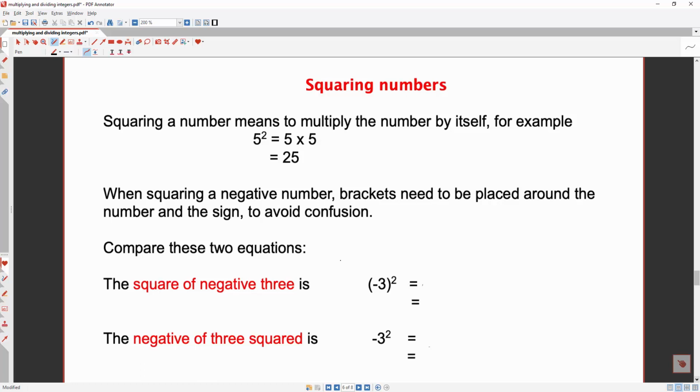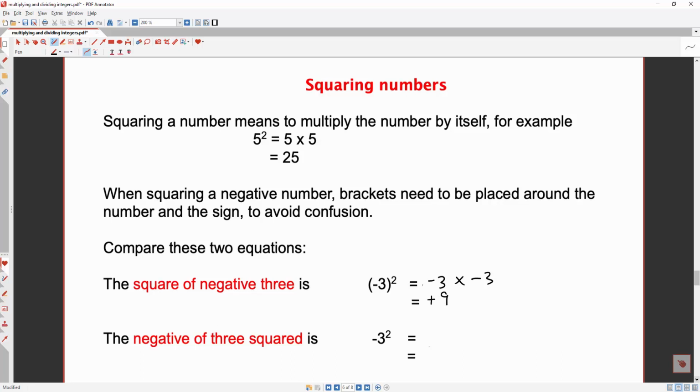So let's have a look at two different variations of this problem. The square of negative 3. So this negative 3 is being all squared. What that means is that this is negative 3 times negative 3. So it's whatever's inside the bracket here multiplied by itself. This is negative times a negative, which is a positive. 3 times 3, which is positive 9, or just 9.